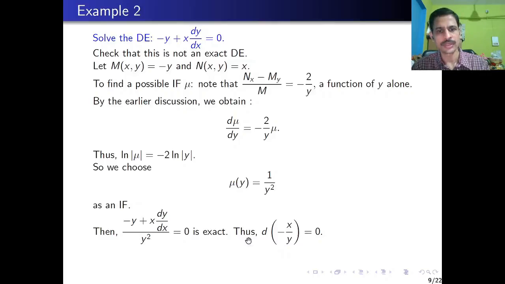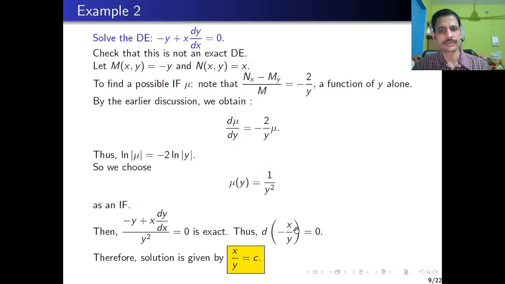So what is appearing here is nothing but d of minus x by y, that is equal to 0. So d of this particular function is equal to 0 when this particular function is constant. So you can absorb the minus sign in the constant. So you have x by y is equal to c. This is the solution of the given differential equation.